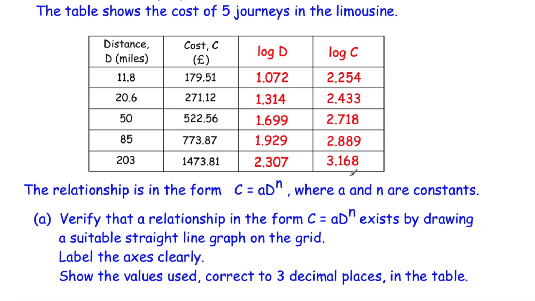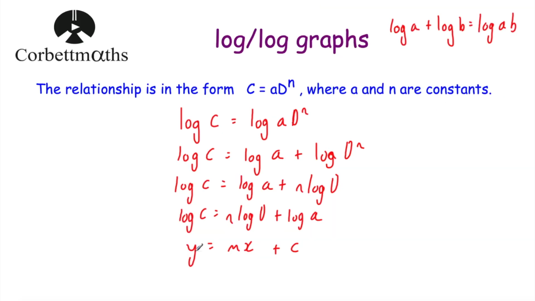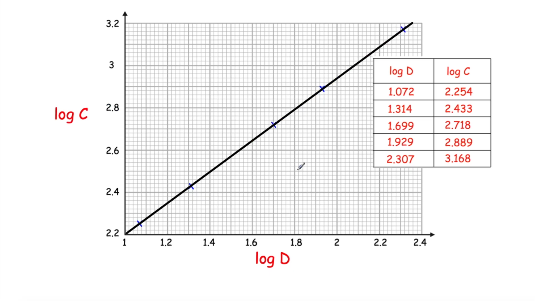And because we drew a nice straight line through those points, then we know it's in the form y equals mx plus c. So that means it is log c is equal to n log d plus log a. So it's in that form. And remember, that was what we got whenever we took our exponential and we took the logs of both sides. So that means that this relationship does exist, and we've just drawn the graph of log c equals n log d plus log a. So it's that y equals mx plus c. So that's part A done.